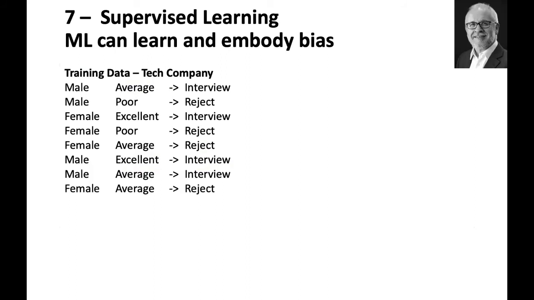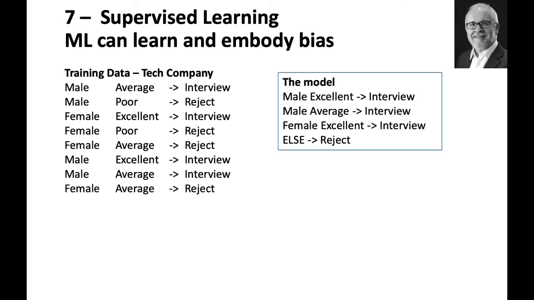Machine learning can embody bias. So here's an example where we're looking at who's getting interviews. A male average candidate gets an interview. A male poor candidate gets rejected. A female excellent candidate gets an interview. Female poor rejected. Female average rejected. Male excellent gets an interview. Male average gets an interview. Female average gets rejected. The data learns that if you're male and excellent, you get an interview. If you're male and average, you get an interview. If you're female and excellent, you get an interview, otherwise reject.